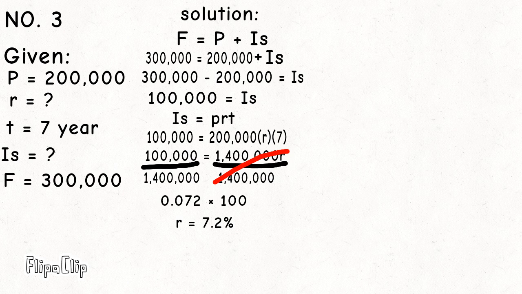The answer is 1,400,000. Then divide both sides by 1,400,000 and cancel it on the right side. Then 100,000 will be divided by 1,400,000, and you'll get the answer. That answer is 0.07. Then multiply it by 100 and you'll get the real answer. The real answer is 7.1%.